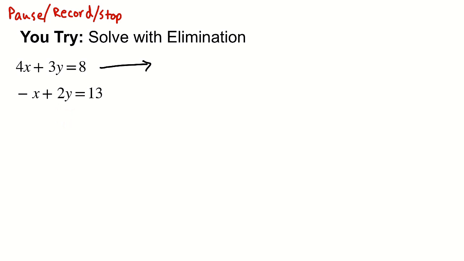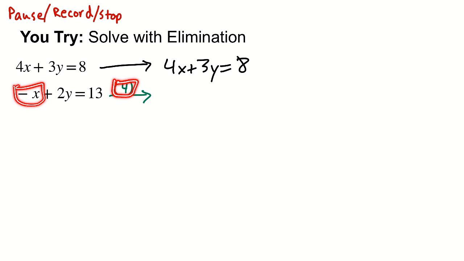Okay. All right. So we're going to keep our top equation the same, 4x plus 3y equals 8. And we're going to take our bottom equation and multiply by 4. So negative x times 4 is negative 4x, and you can see that's why we would multiply by 4. Good. Then positive 2y times 4 is positive 8y. 13 times 4 is 52. I think, is that what everybody got out there, 52?